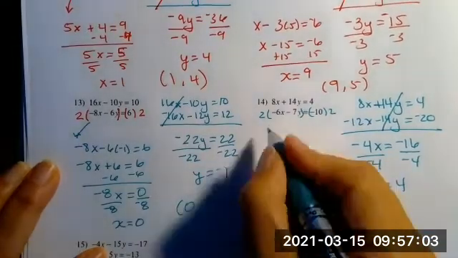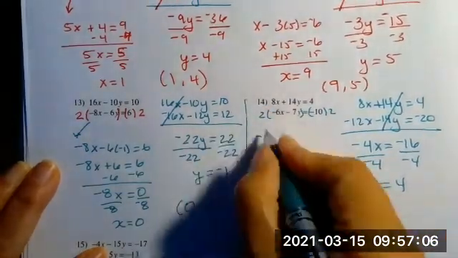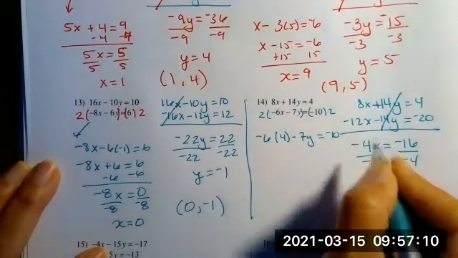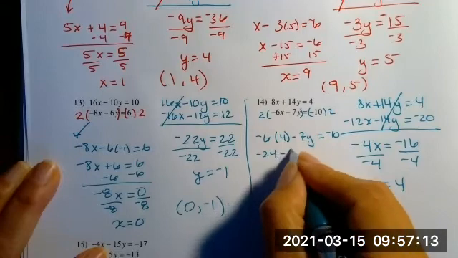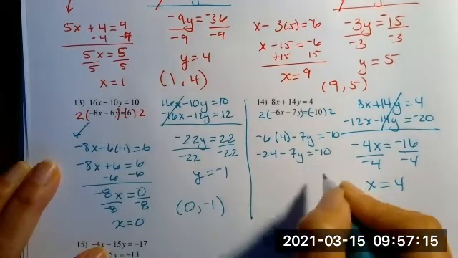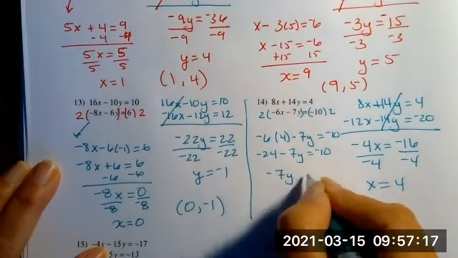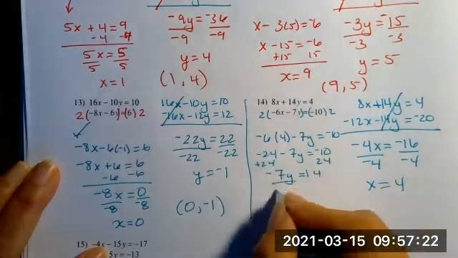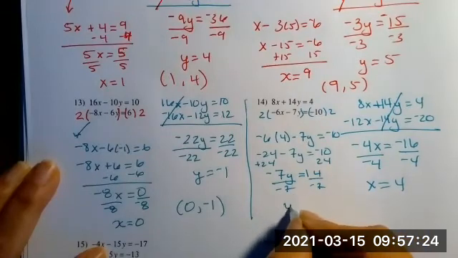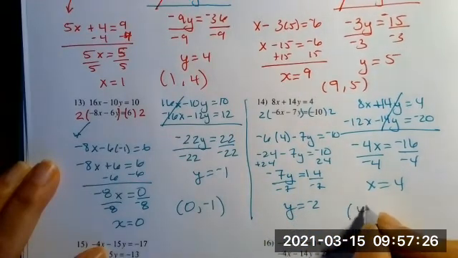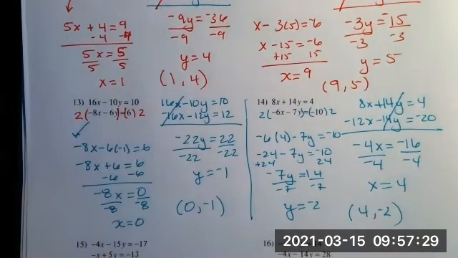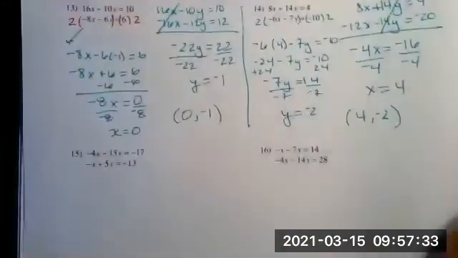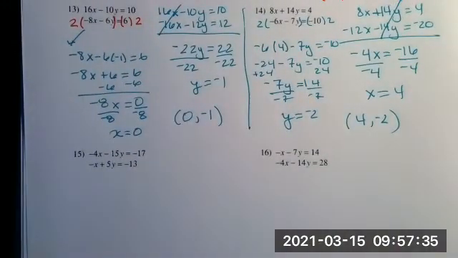Substitute it back in here. And we choose this one to plug it into. Negative 24 minus 7y equals negative 10. Add 24 to both sides. That's going to be 14. Divide by negative 7. Y equals negative 2. Okay. Lots of negative signs flying around here, so be really careful with that.